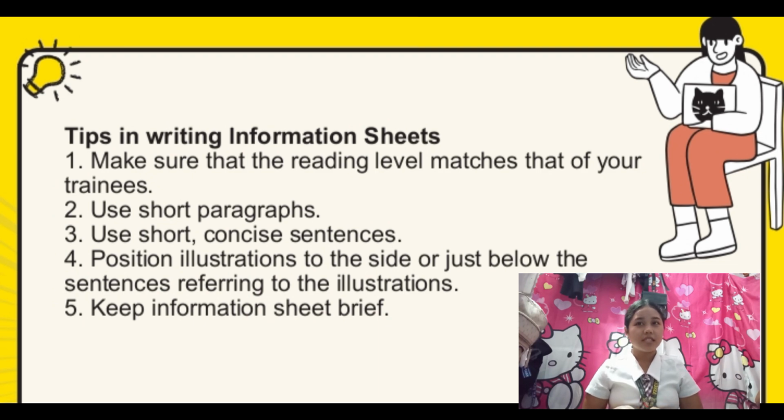And fourth is position illustrations to the side or just below the sentence referring to the illustrations. Diri is para dali ra makita kung unsa ang mga connections. And lastly is keep information sheet brief. And also dapat dili ka magbutang og mga unnecessary information, no?